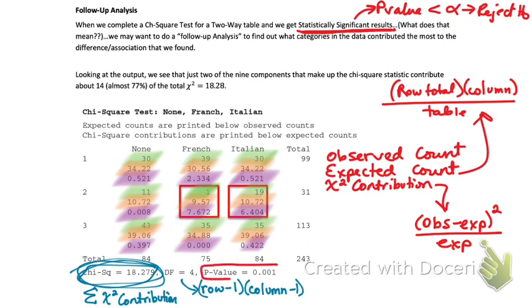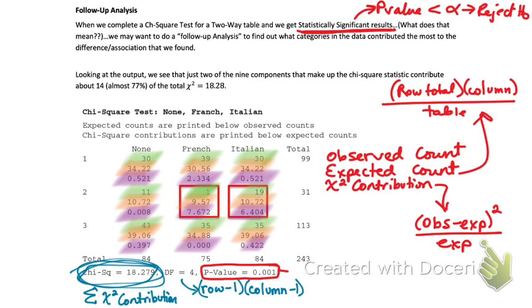What is that? Something as extreme or more. This is the probability of getting a sample as extreme or more extreme than this, assuming that the null hypothesis is true, which is that there was no difference in the entree ordered based on the music that was playing. Is there any way to get the p-value if I know the chi-squared test statistic?